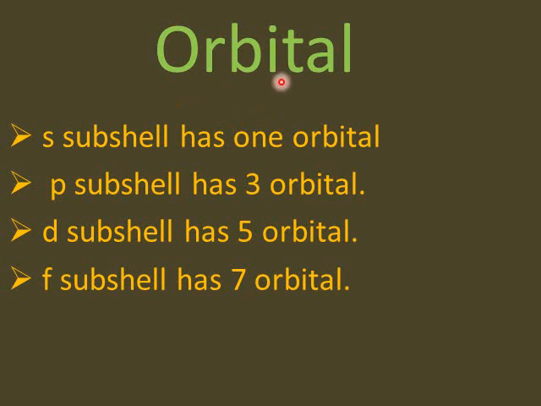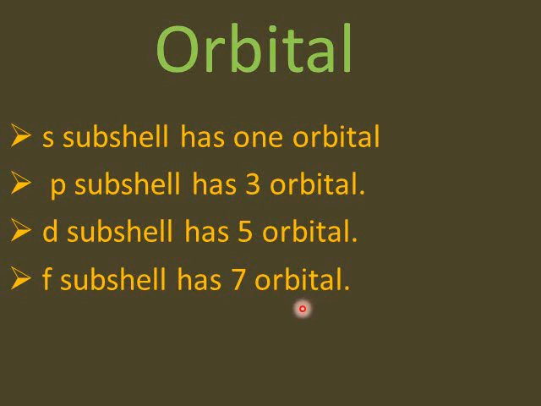Now here are the orbitals. The s subshell has one orbital. s is spherical in shape, while the p subshell has 3 orbitals: px, py and pz. The d subshell has 5 orbitals and the f subshell has 7 orbitals.